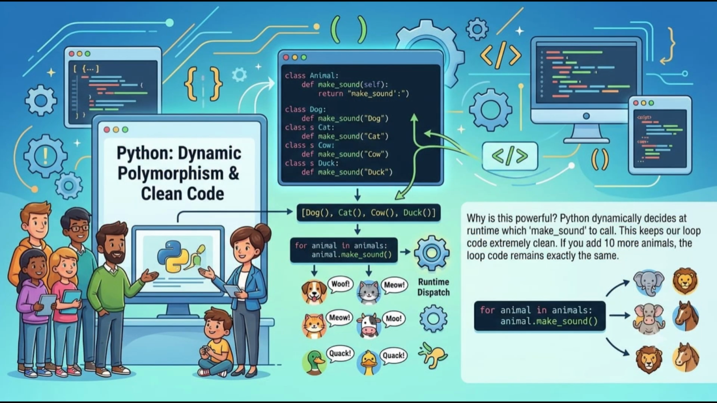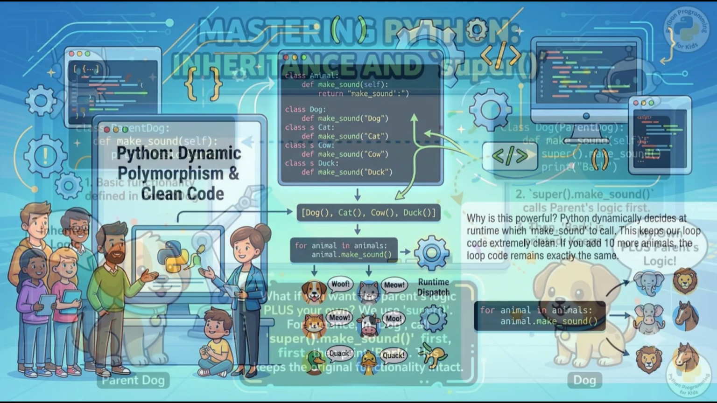Why is this powerful? Python dynamically decides at runtime which make_sound to call. This keeps our loop code extremely clean. If you add 10 more animals, the loop code remains exactly the same.